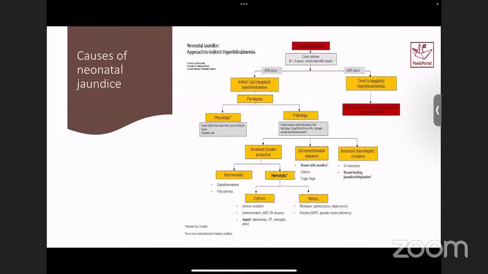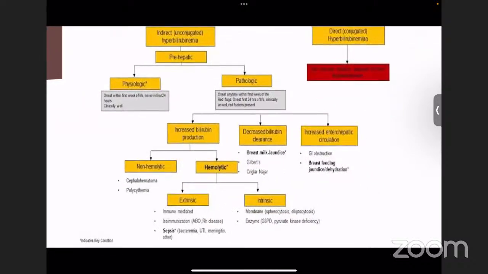So, the causes of pathological jaundice. Pathological jaundice is because of increased bilirubin production, decreased bilirubin clearance, or increased enterohepatic circulation. Increased bilirubin production could be because of hemolysis or non-hemolysis.